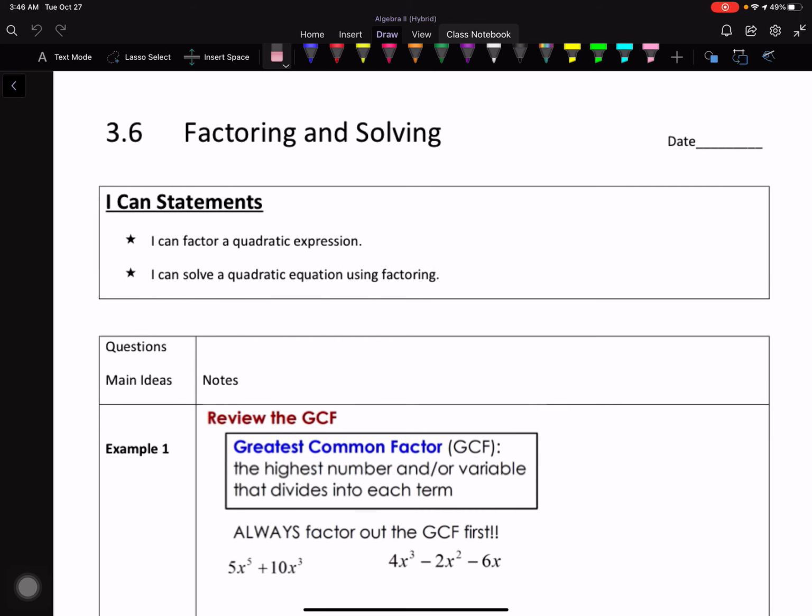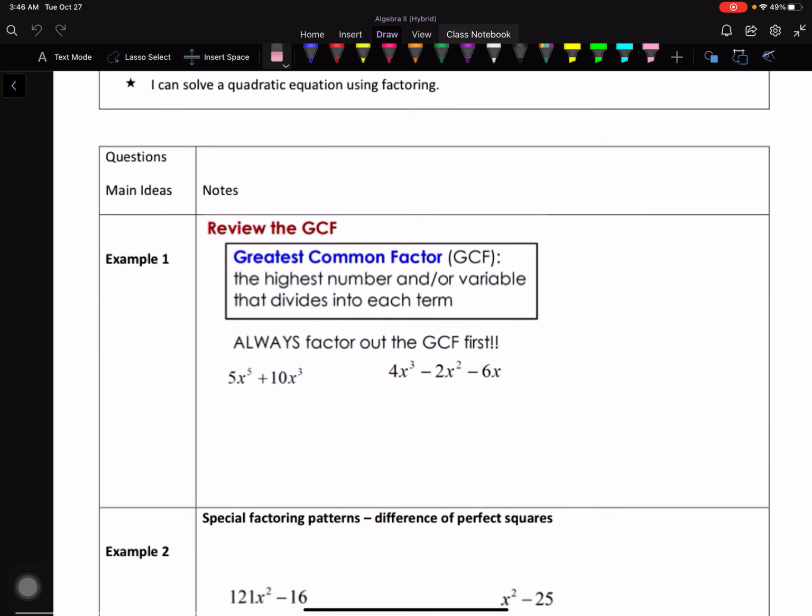All right, let's talk about factoring and solving now, section 3.6. So we're going to factor quadratics, and then we're going to take it one step further and actually figure out what x equals. Before we begin, let's talk about the GCF, or the greatest common factor. It's just the highest number or variable that divides into all of your terms.